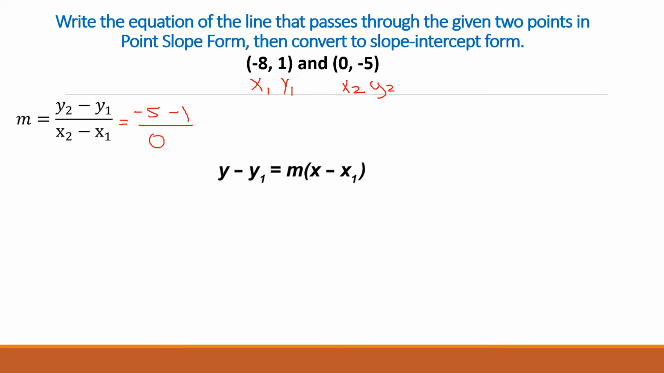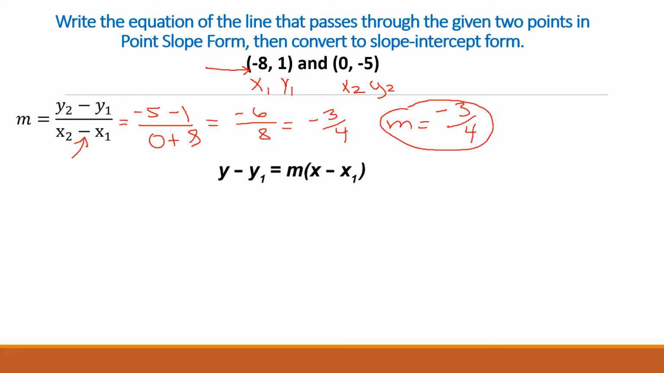Since I have a negative in my formula right here, and I have a negative 8, that is going to be a plus 8 because minus a negative makes a plus. And then simplify. Negative 5 minus 1 is negative 6. 0 plus 8, of course, is just 8. And always reduce. And so my slope is negative 3/4.